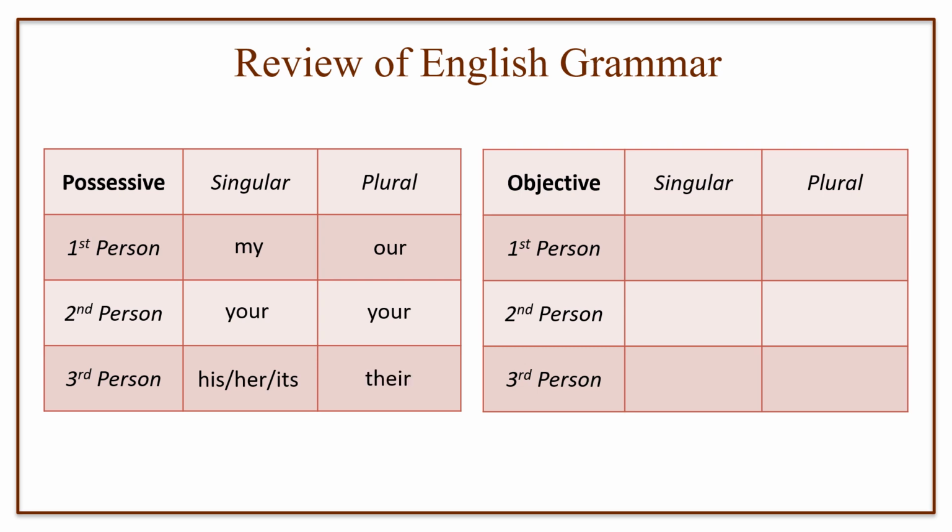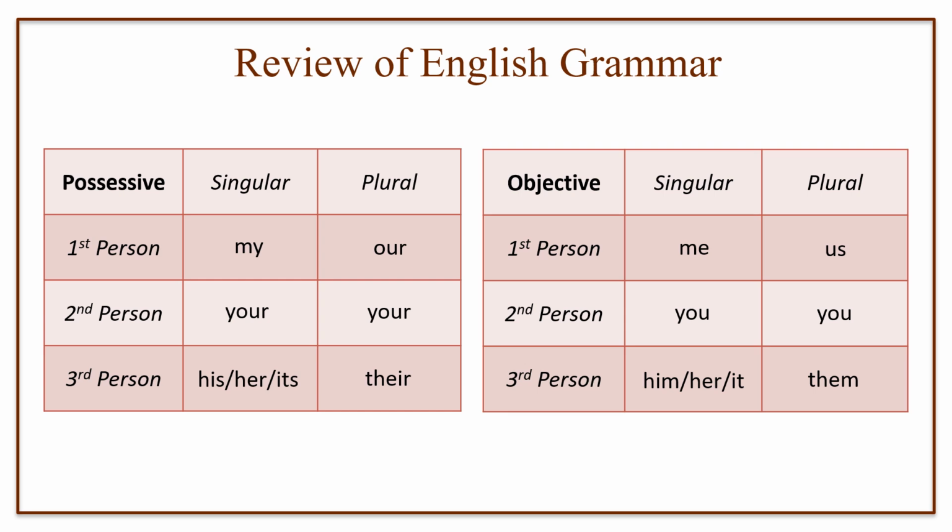And then going over to the objective side, first person singular. Think of if you were going to make yourself the object of something, it would be me. Second person singular, you. Third person singular, him, her, or it. First person plural would now be we. I'm sorry, us. For the objective, we would be subjective. Second person plural is also you. And then third person plural would be them. So those are the possessive and objective pronouns that we'll be working with in English.